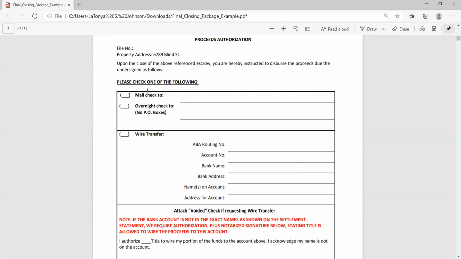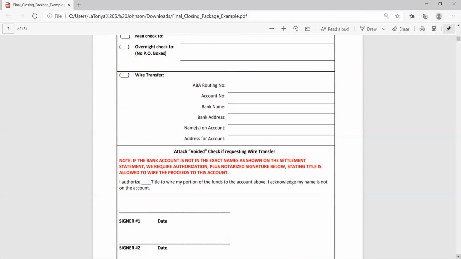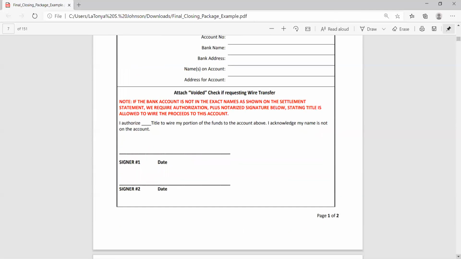And this is a proceeds authorization to say that upon the close of the above referenced escrow, you hereby instruct to disperse the proceeds due to the undersigned. So this is for the client's escrow account, and they are providing their banking information for a wire transfer or overnight, or a voided check if the bank account is not in the same name as shown on the settlement documents, and they have to sign this.